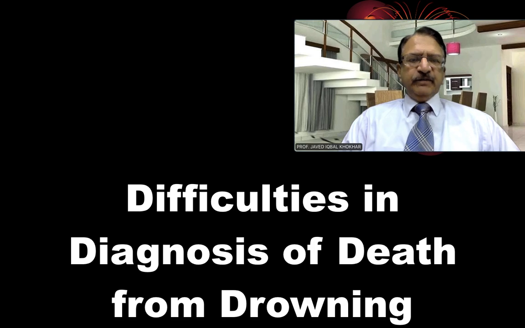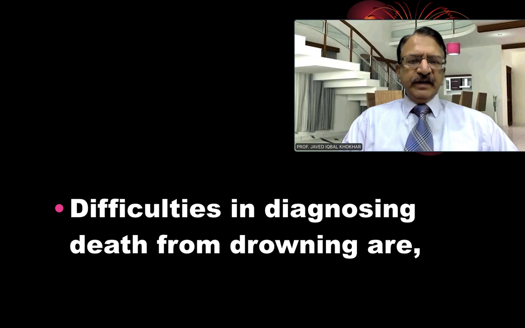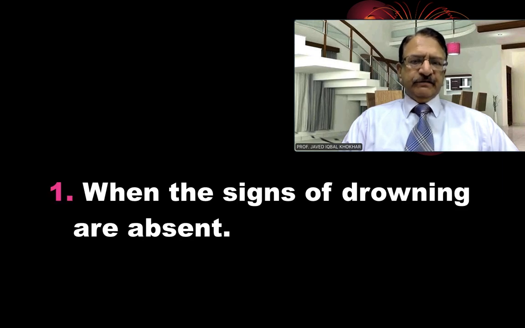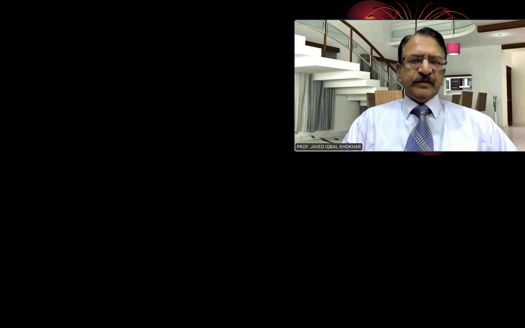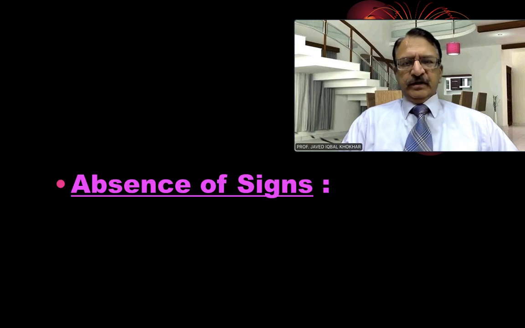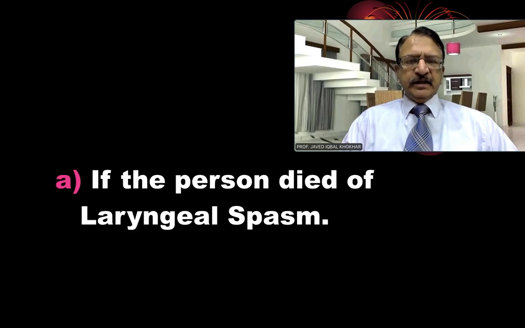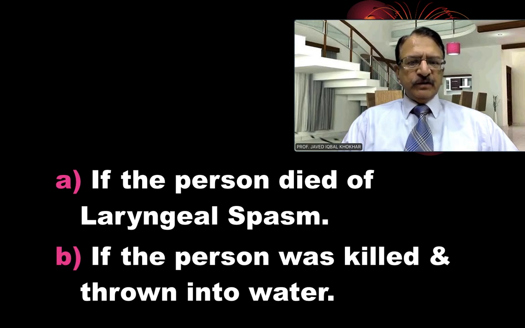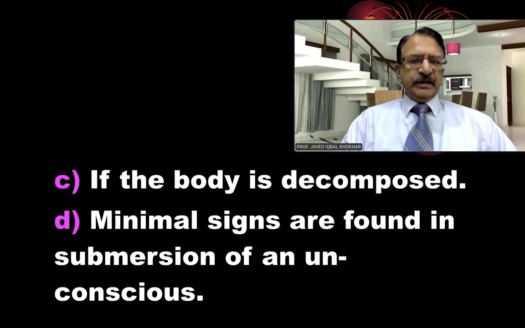Now, what are the difficulties in diagnosing death from drowning? Difficulties in diagnosis will arise when the signs of drowning are absent, when injuries are found on the body, and when the body is in a decomposed condition. The signs of drowning are absent in bodies recovered from water if the person died of laryngeal spasm, if the person was killed and thrown into water, or if the body is decomposed. Minimal signs are found in submersion of an unconscious person.